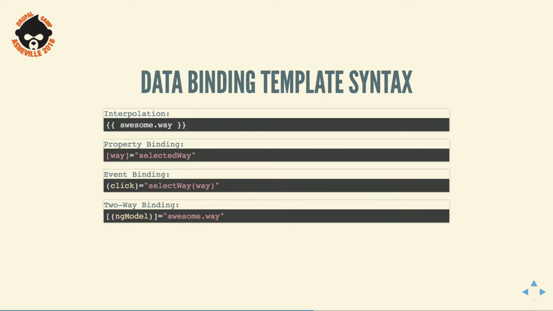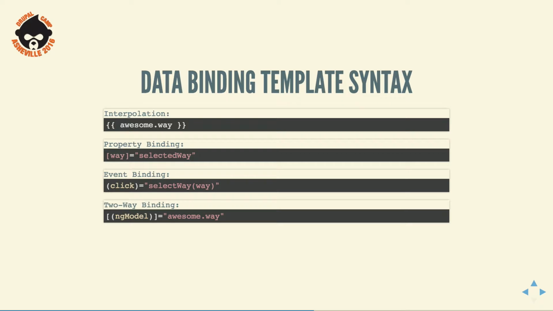And then here's the proper names for that stuff. Interpolation, the awesome.way inside of the curly brackets. Property binding is when we have the way and we're assigning the selected way to it. Event binding, we have that function method assigned to the click event. So that's going to do some stuff whenever that click happens.